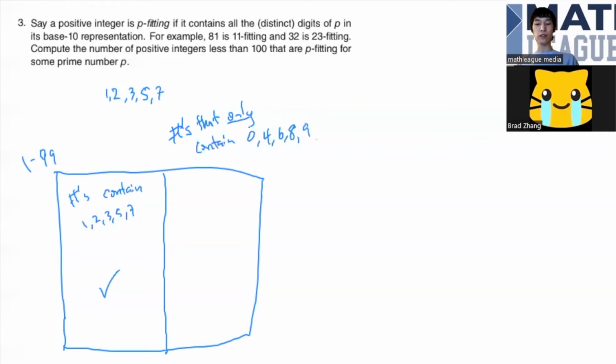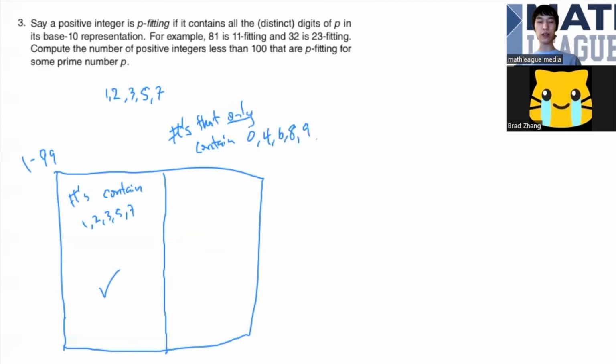So out of these numbers, a number has to either contain 1, 2, 3, 5, or 7, or it has to not contain them, which means it only contains 0, 4, 6, 8, and 9. And so now at this point, we're going to introduce a concept called complementary counting. Complementary counting is basically counting the other of what you want. So if we're counting numbers that contain 1, 2, 3, 5, 7, complementary counting is counting the numbers that don't contain that. Why am I bringing this up? It's because now we're trying to count not p-fitting numbers.